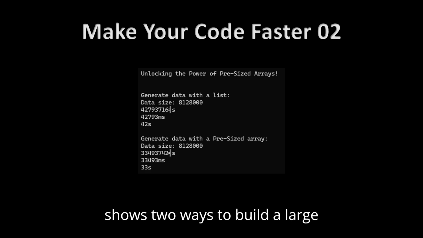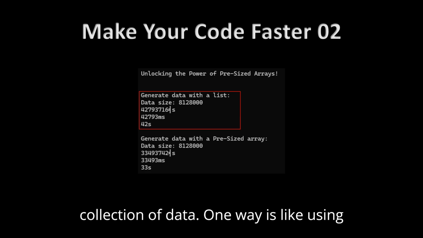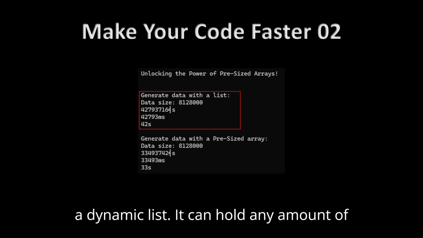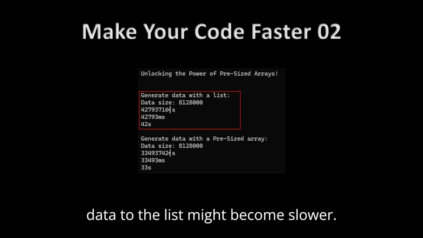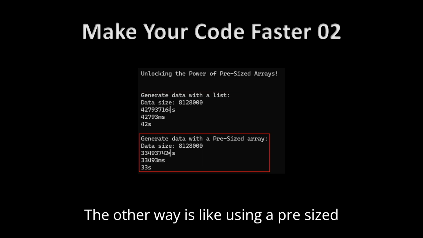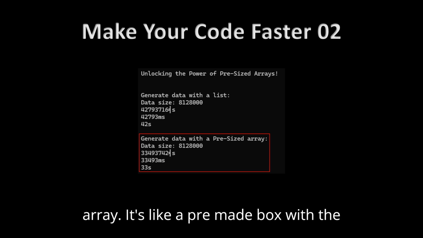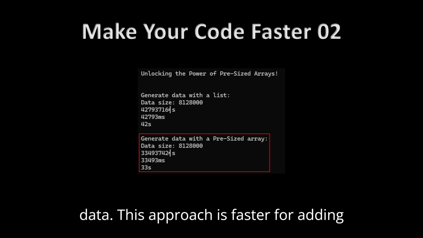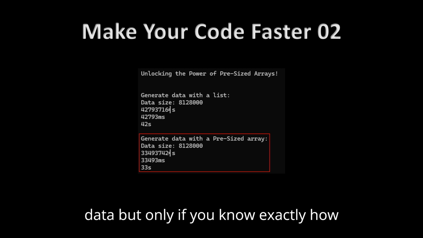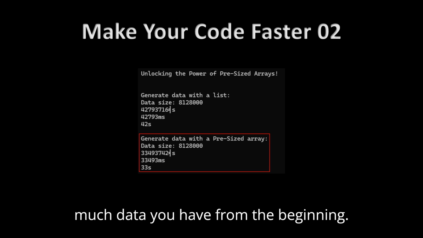This code shows two ways to build a large collection of data. One way is like using a dynamic list. It can hold any amount of data you add, but adding more pieces of data to the list might become slower. The other way is like using a pre-sized array. It's like a pre-made box with the exact number of compartments for your data. This approach is faster for adding data, but only if you know exactly how much data you have from the beginning.